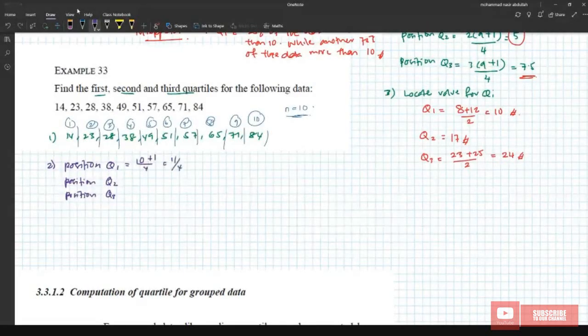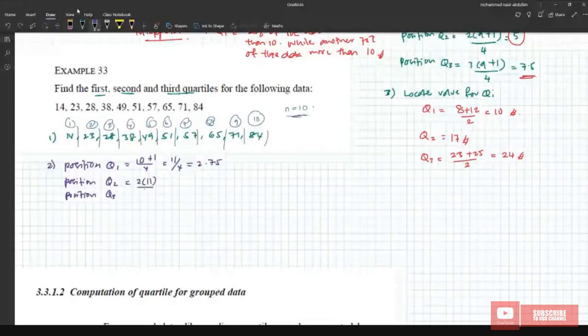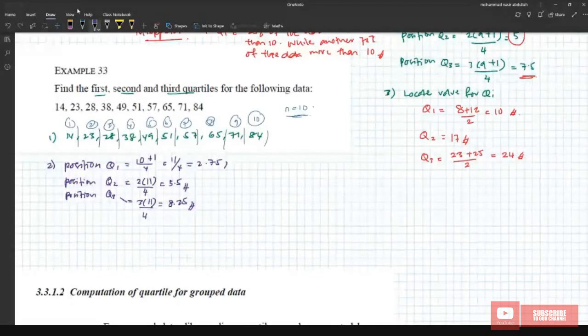It should be 2.75. Right? So position of quartile number 2, 2 multiplied with 11 divided by 4, it should be equal to 5.5. For position number 3, 3 multiplied with 11 divided by 4, it should be equal to 8.25. So this is not the value of quartile 1, quartile 2, and quartile 3. This is just the position where quartile number 1 is located, quartile number 2 is located, quartile number 3 is located.